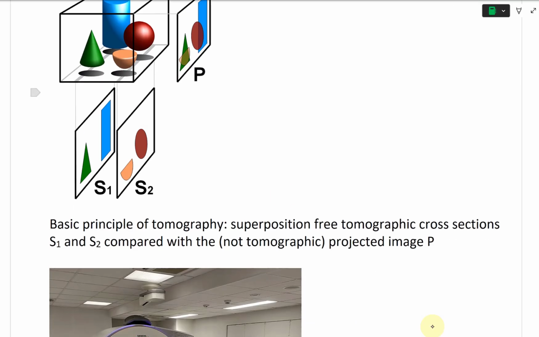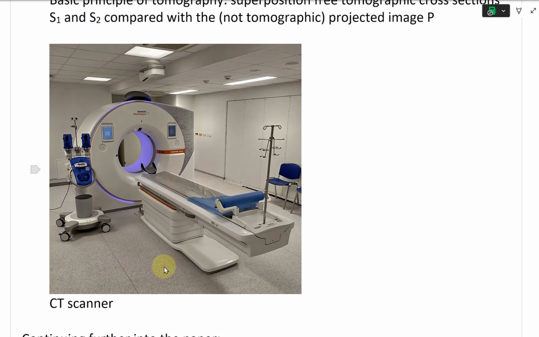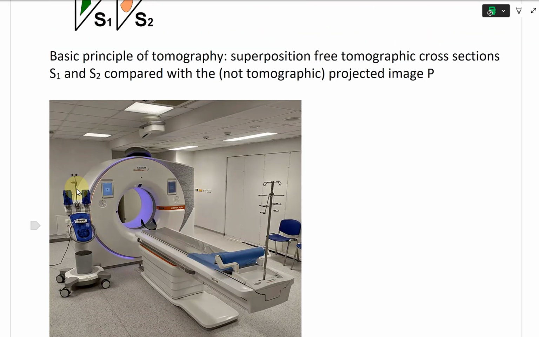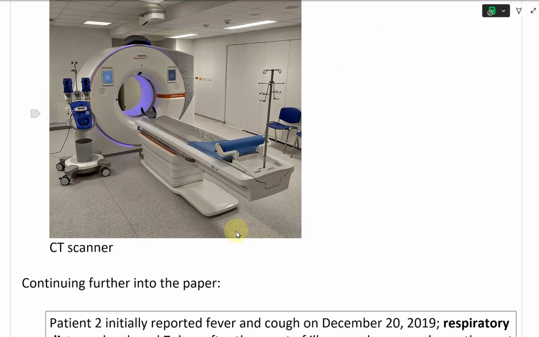Very interesting stuff. And going further, here is a CT scanner. Yeah, so you lie down in there and scan through this whole thing. Fascinating stuff there.